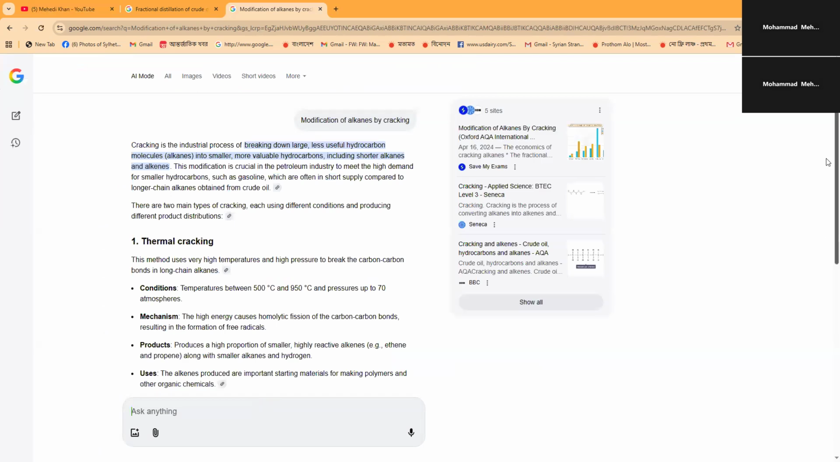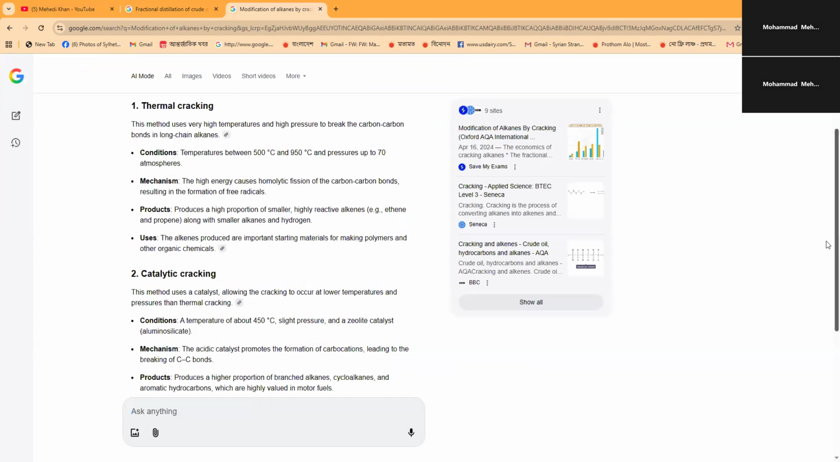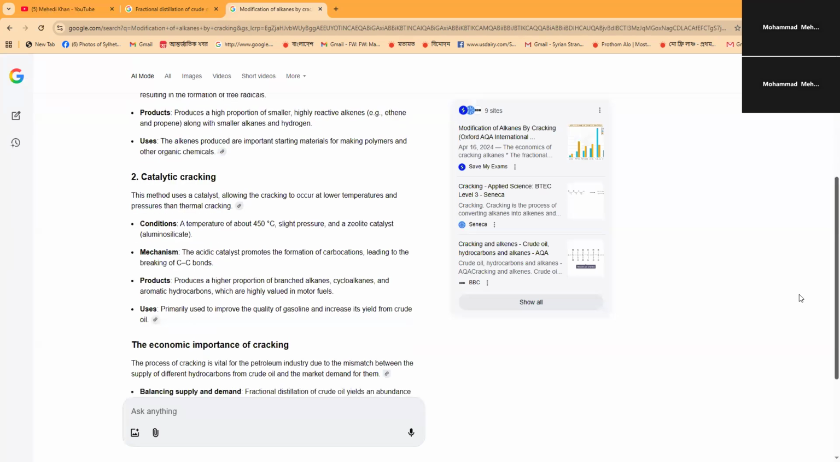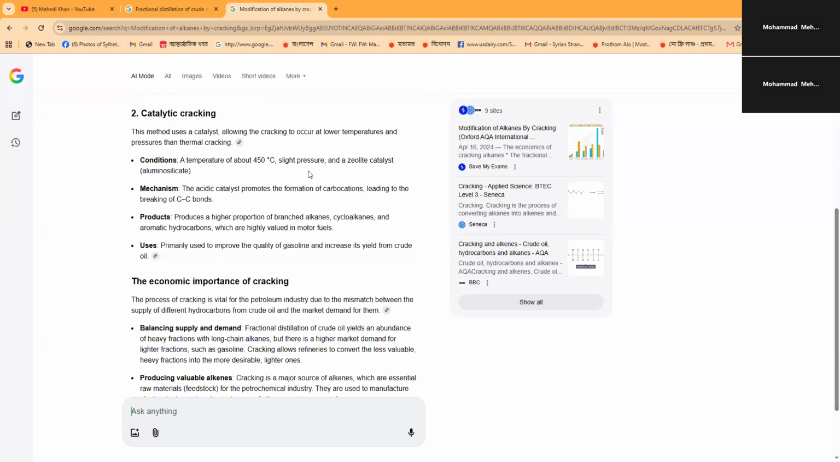So we already discussed the three types of cracking. Thermal: temperature between 500 to 950 degrees, pressure up to 70 atmospheres. Mechanism: we already discussed the homolytic fission of the carbon-carbon bonds. Resulting, we discussed that they produce ethene and propene. And catalytic: you see the temperature is about 450 degrees centigrade, slight pressure, and a zeolite catalyst is used. The product: a high proportion of branched alkanes, cycloalkanes, and aromatic hydrocarbons.